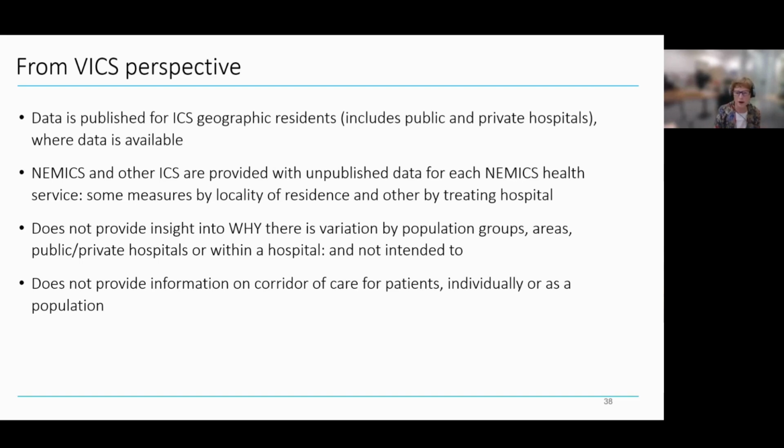It does not provide insight into why there is variation between population groups and the geographies that we are provided data with. It looks at the indicators one after the other and does not, by design, assess a patient corridor of care or a patient pathway and look at why there is variation in these groups. That would be the subject of an evaluation, not the subject of a monitoring framework. So it's important to know what it is you're seeking. Are you seeking to monitor, or are you seeking to evaluate when you think about demonstrating impact of the VIX?